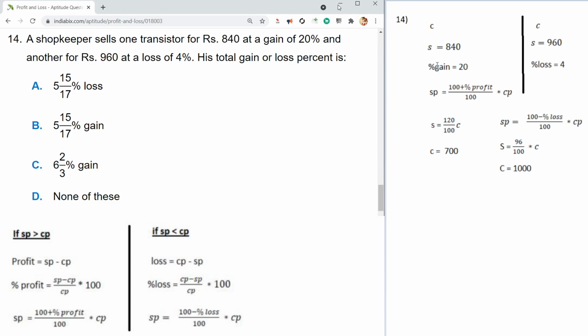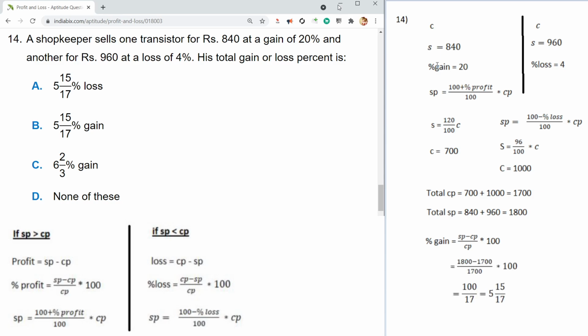We need to find the total gain or loss percentage. Here the total cost price is 700 plus 1000, which equals 1700. The total selling price is 840 plus 960, which is 1800. Here the selling price is greater than the cost price, so it is a gain. Gain percentage is (SP minus CP) by CP into 100. SP is 1800 minus CP 1700, by CP 1700, into 100. If you simplify this, we get 5 15/17, that is 5 15/17% gain.